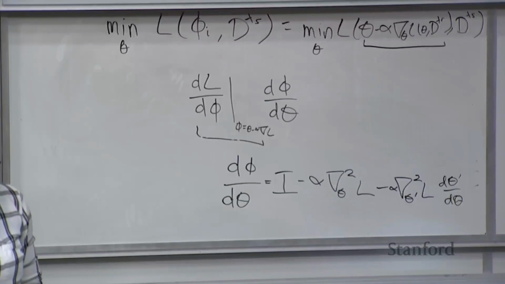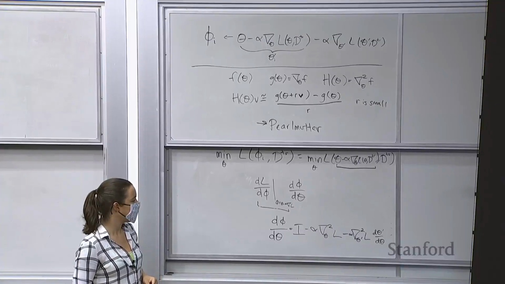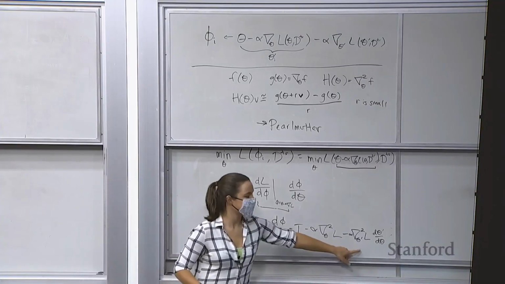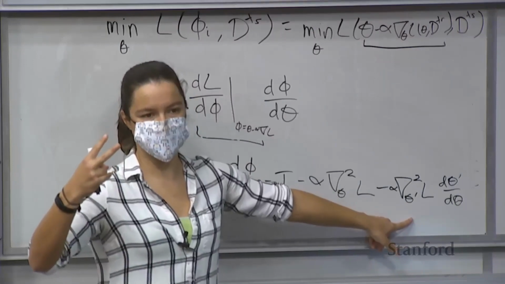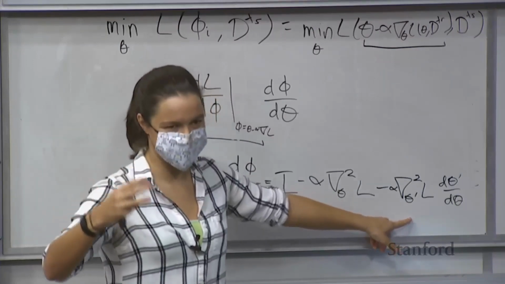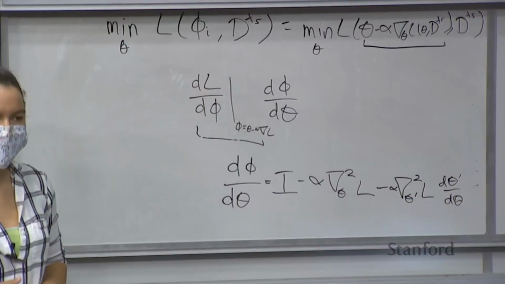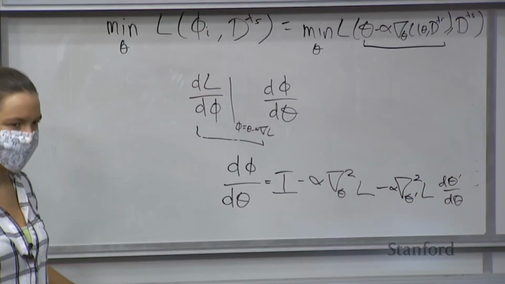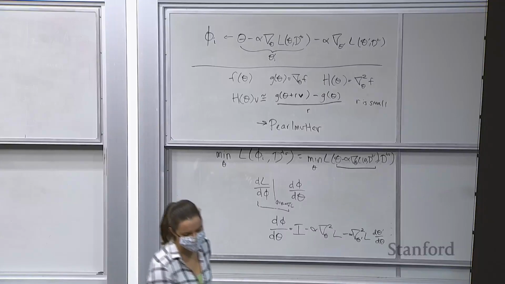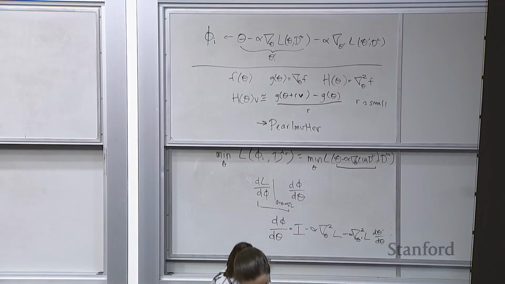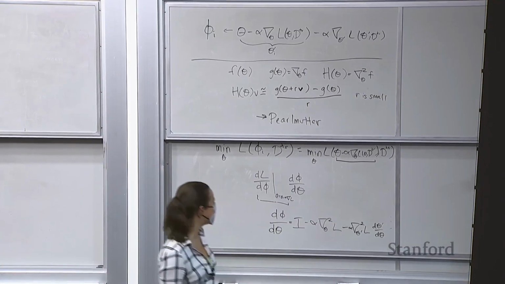Yeah? The last thing, that's if you take like two gradient steps. Yeah, this is if you take two gradient steps in the inner loop. If you take three gradient steps in the inner loop, you'll have another term. And I should maybe double check that I actually did that right. Yeah, I think that's right.